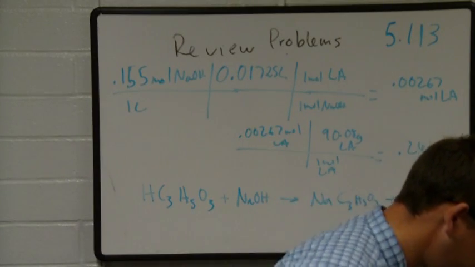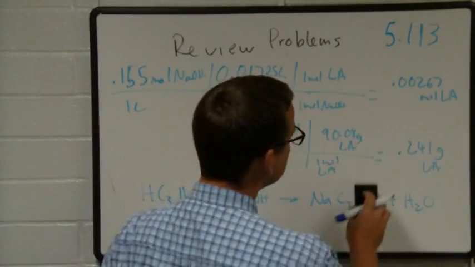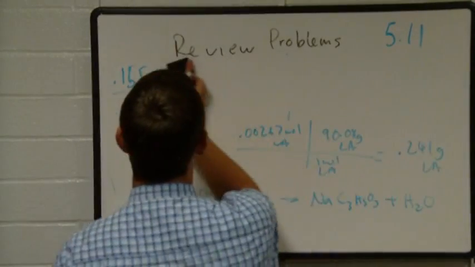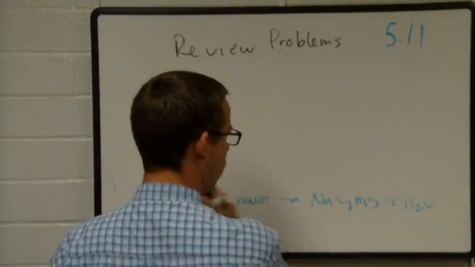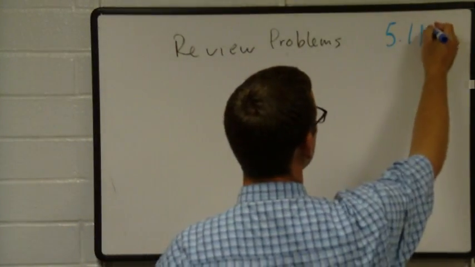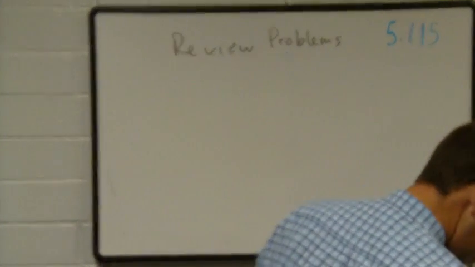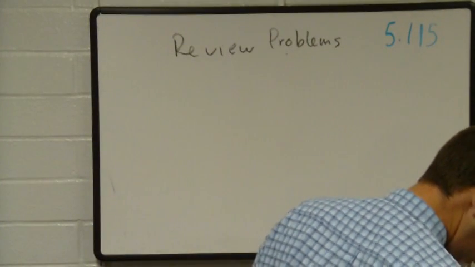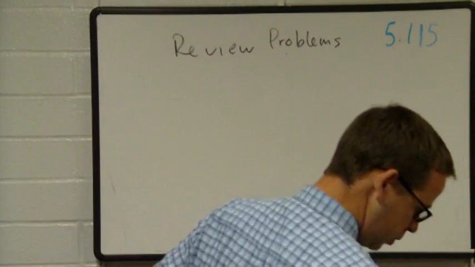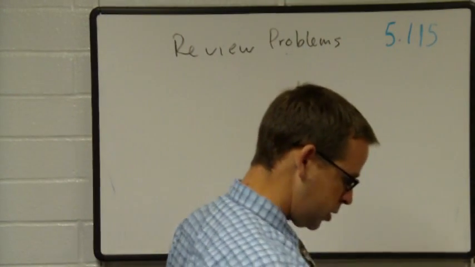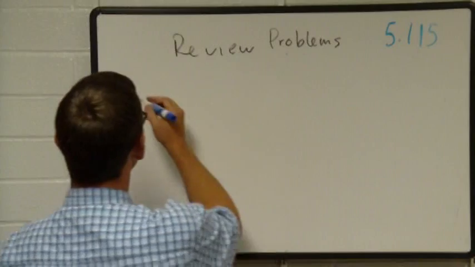115. A certain lead ore contains the compound lead carbonate. All right, so there's a lead ore. Ore just means a big chunk of rock. And inside this chunk of rock, there's some chemical lead carbonate, right? A sample of the ore weighing 1.526 grams, so the whole rock, 1.526 grams.